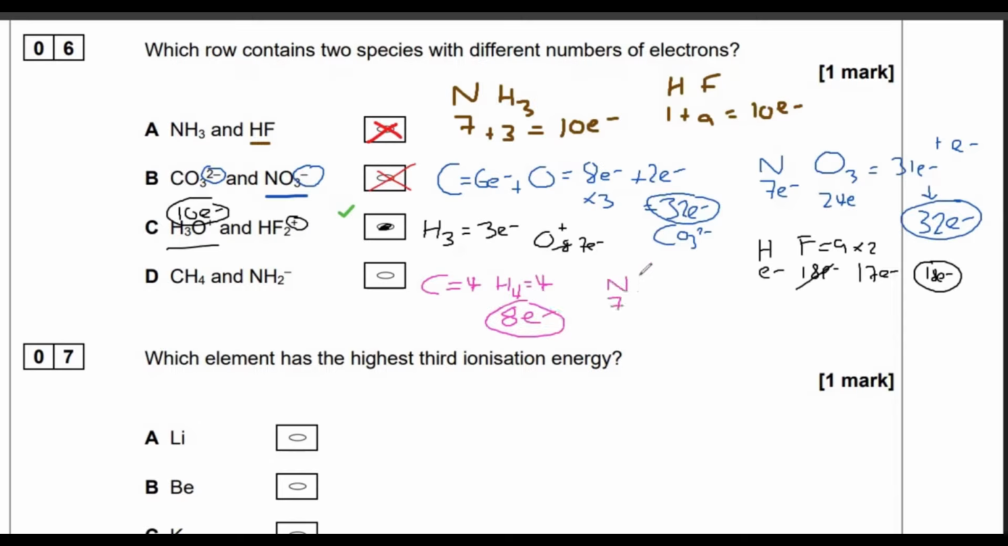Methane is 4 for carbon. 7 for nitrogen. Hold on, that doesn't make sense. This is going to be different as well. What have I done wrong? Carbon's in group 4. I was thinking of the outer shell of carbon. So carbon has 6 electrons, plus 4 for the hydrogen, 10 electrons. The nitrogen has 7, plus 2 for the 2 hydrogens is 9 electrons, but it's a minus charge. So altogether 10 electrons. So that one doesn't have a different number of electrons.